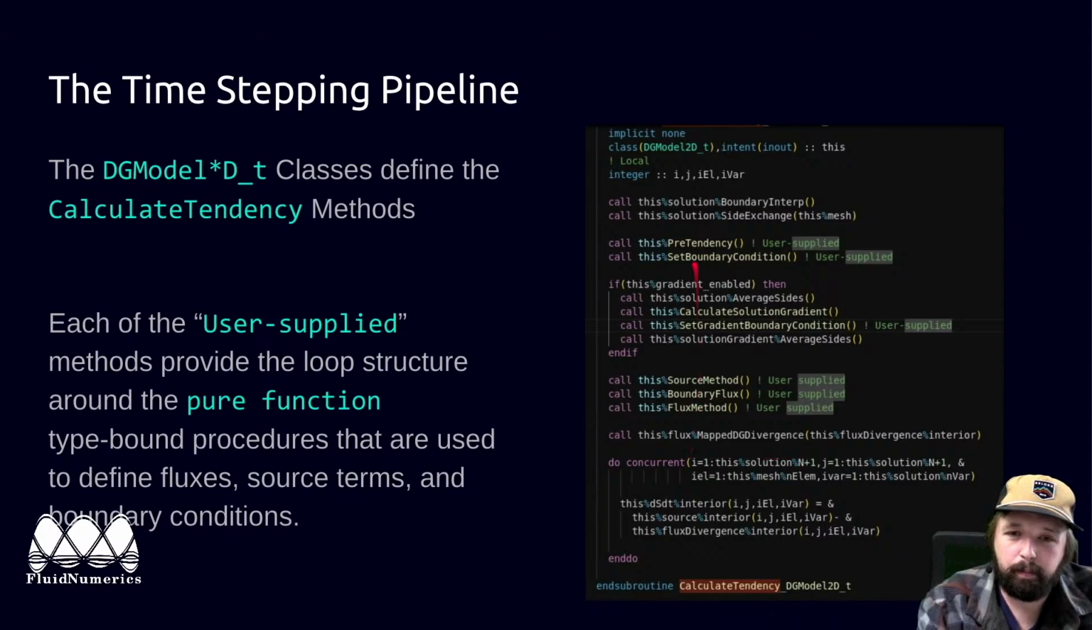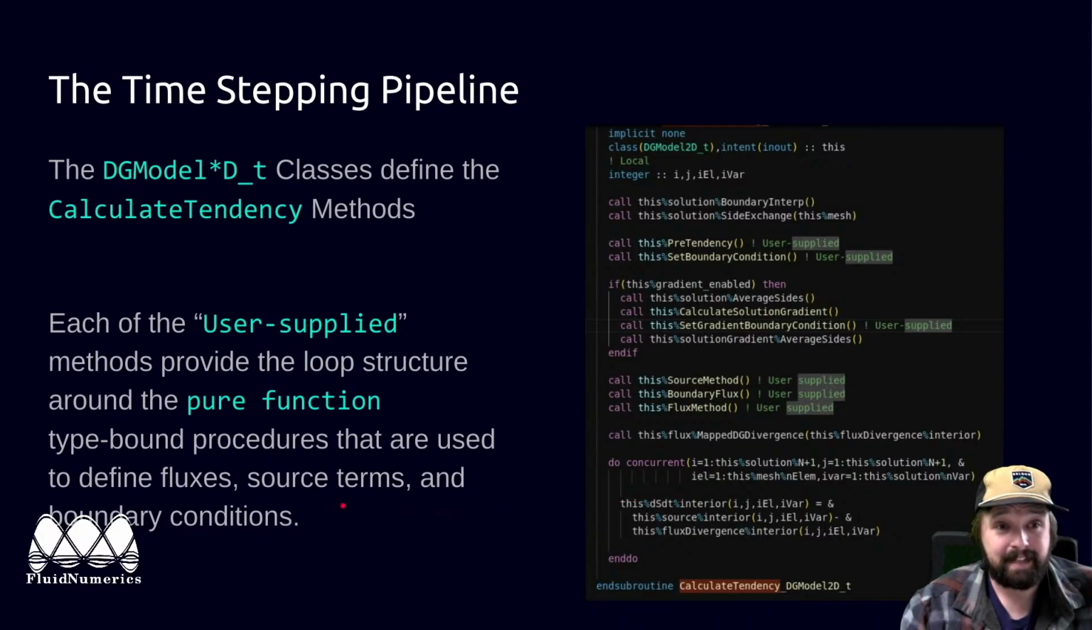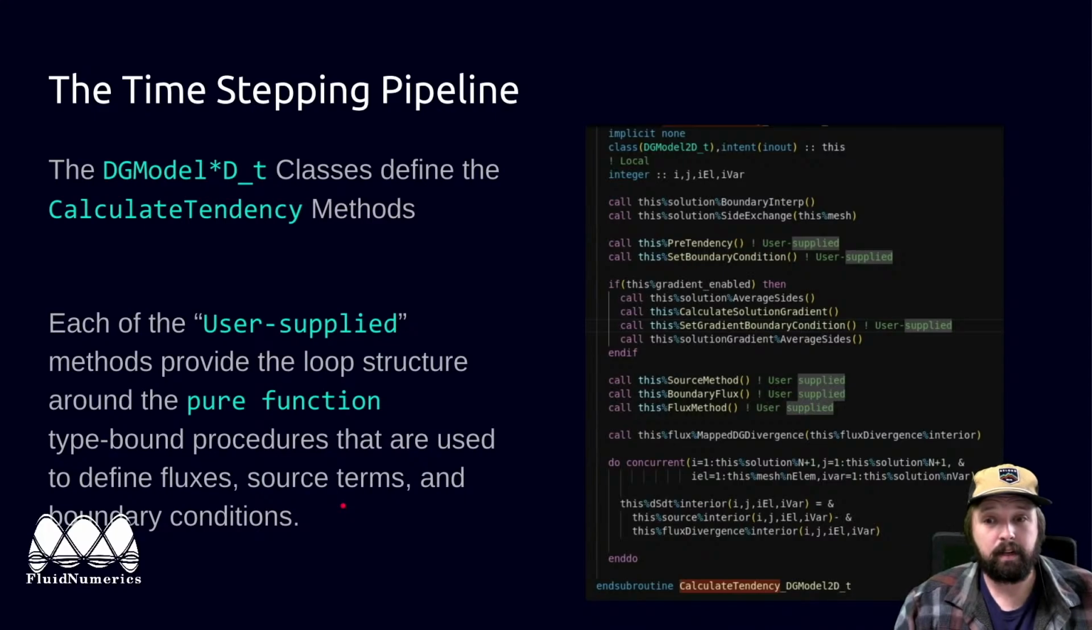All of these up above are point-by-point calculations, so they're easy to parallelize for the most part. When you get to nonlinear stuff, it gets kind of funky, but at any rate, most of the work happens here, and then we just combine the source and flux divergence terms to kick back to the time integrator. So that's the time stepping pipeline.